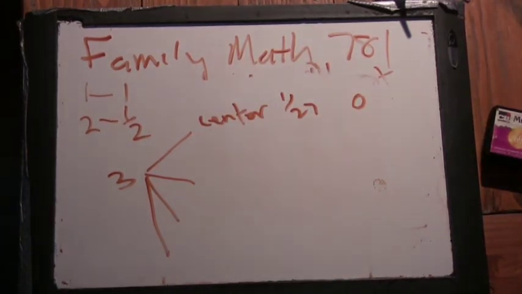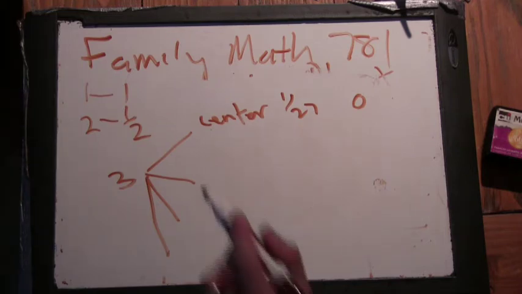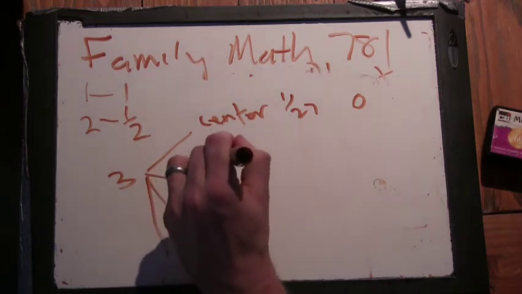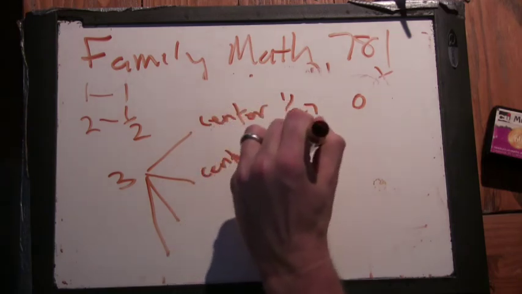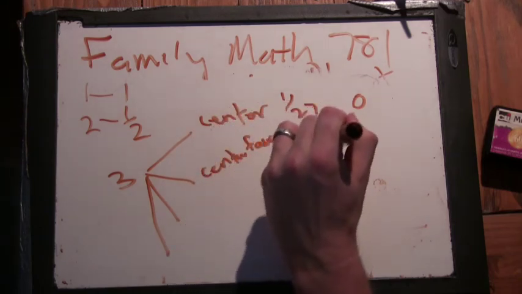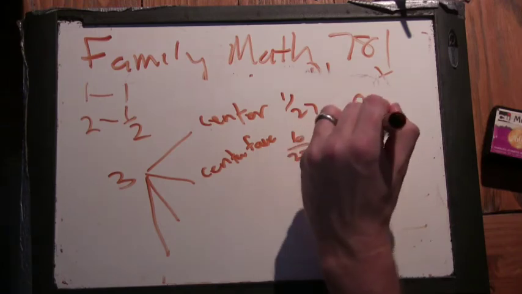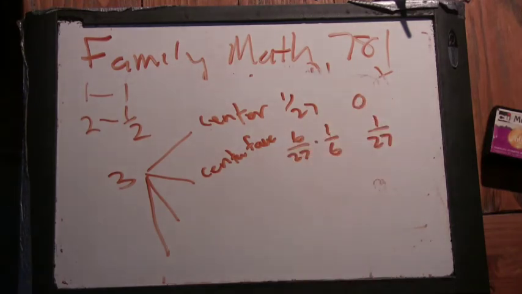So the face centers could be next. You have 6 of those, and that gives you 1. So it's 6 out of 27, and it's a 1/6 probability. So 6 out of 27 times 1/6, which is 1/27. We get a 1/27th contribution from that.